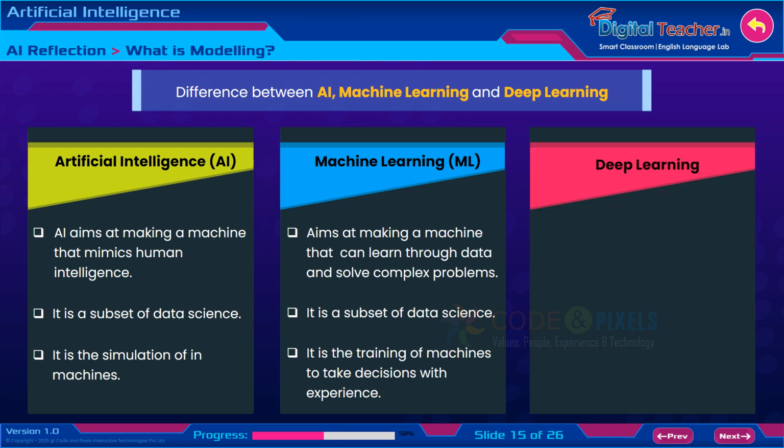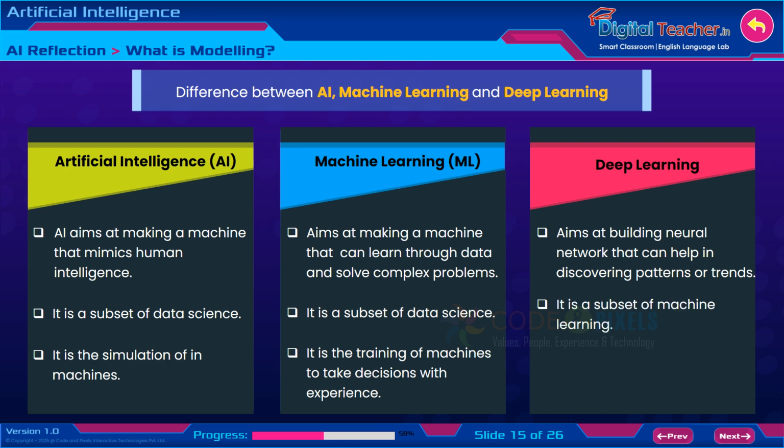Deep learning aims at building neural networks that can help in discovering patterns or trends. It is a subset of machine learning. It is the process of using artificial neural networks for solving complex problems.